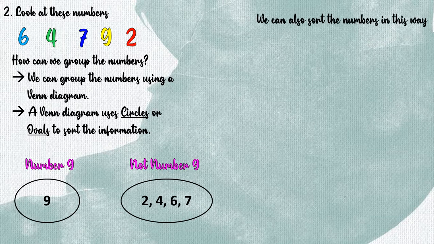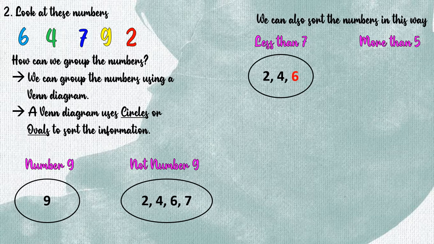And then, we can also sort the numbers in this way. How to sort the numbers? You may sort by using this sentence, less than 7 and also more than 5. Let's classify the numbers which are less than 7. What numbers are there? Good job. 2, 4, and 6 are less than 7. How about more than 5? What numbers are there? Good job. 6, 7, and 9 are more than 5.